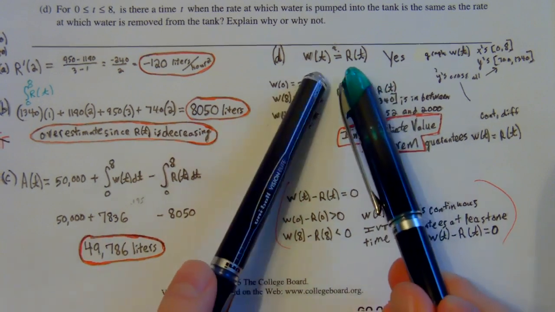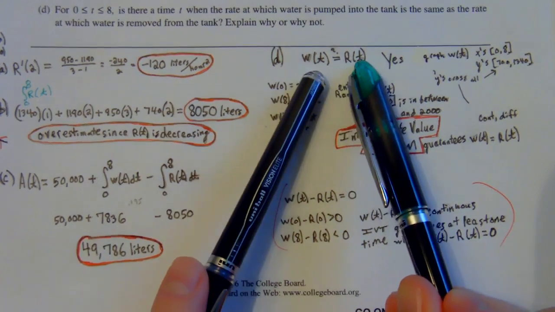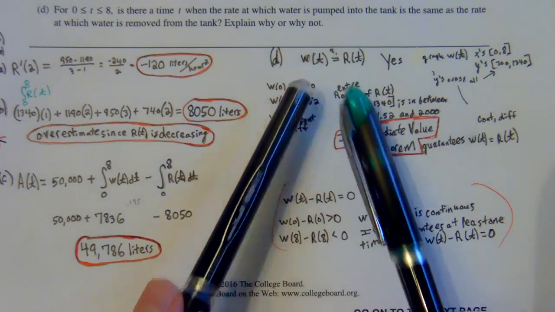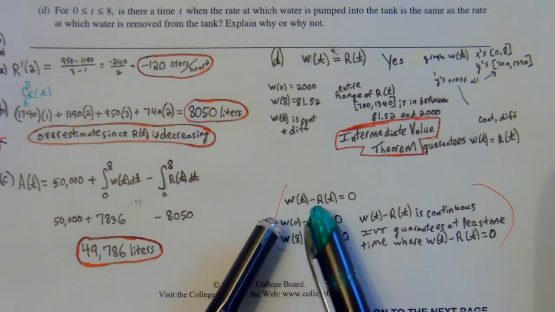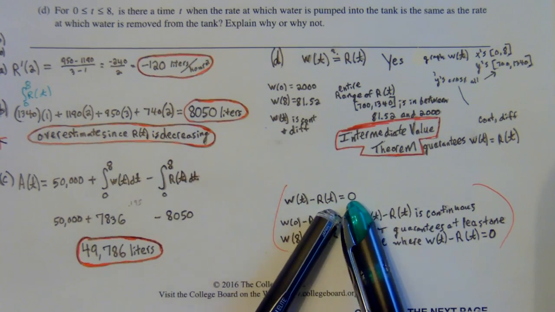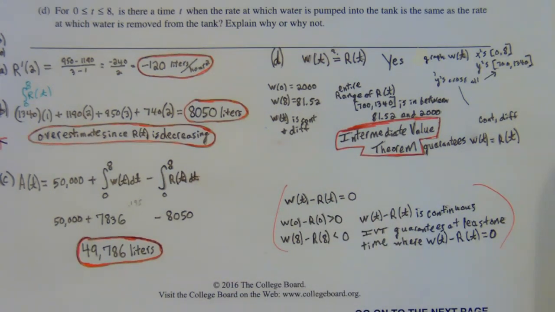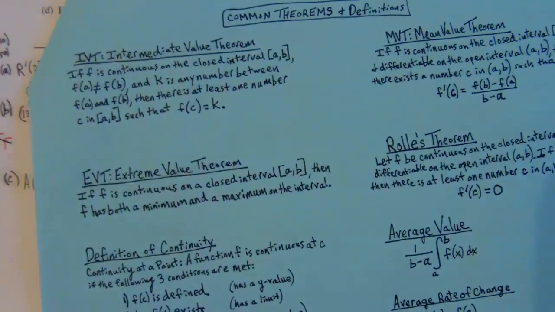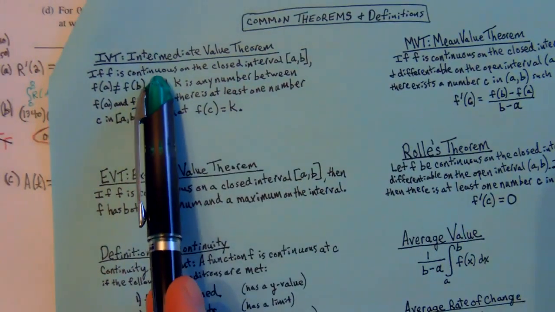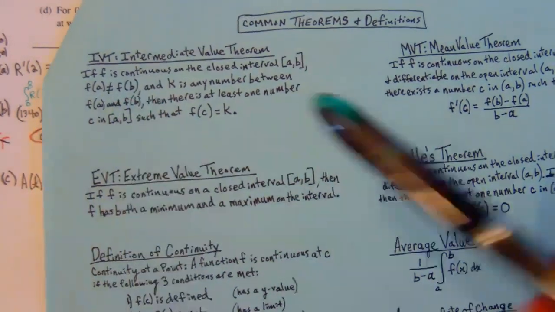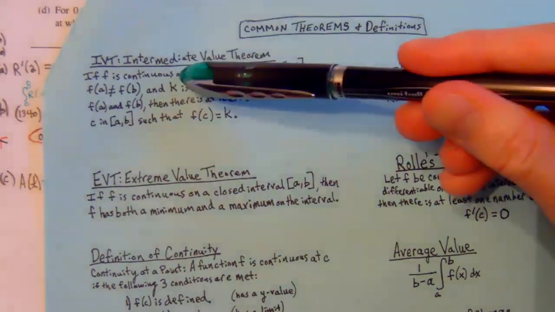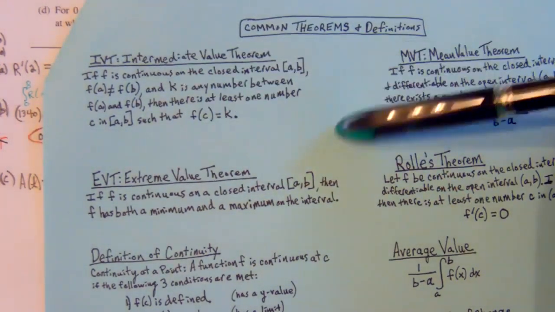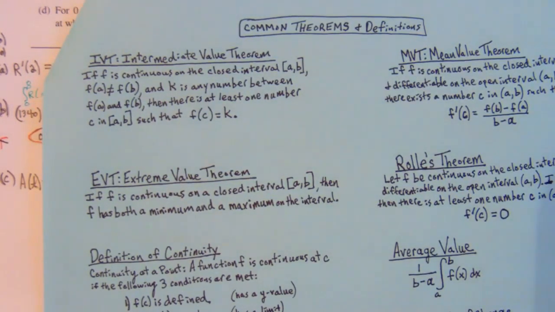Now, if I want to know is W equal to R, what we could do is subtract R from both sides. That's W minus R equal to 0. If I'm trying to figure out if something is equal to 0, this is where we're going to use the intermediate value theorem. The intermediate value theorem says if you have a continuous function and two different y values, a y value down here and a y value up here, the function has to cross through all the y values in between.